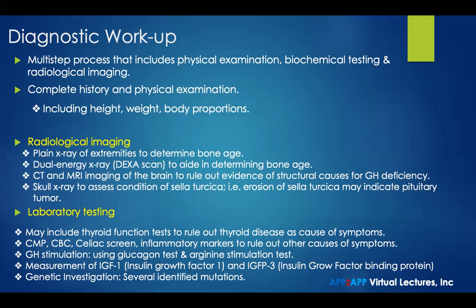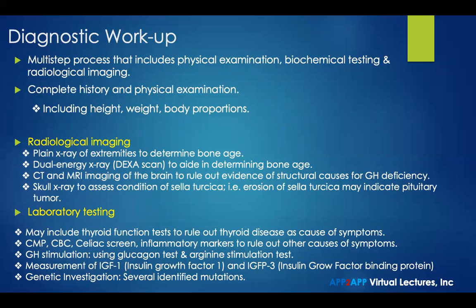CT and MRI imaging of the brain to rule out any evidence of structural causes for growth hormone deficiency. And a skull X-ray may help in aiding in the diagnosis if you see any erosion of the sella turcica that may indicate the growth of a pituitary tumor.